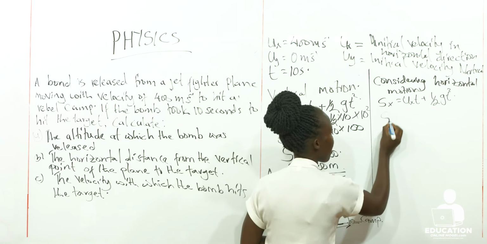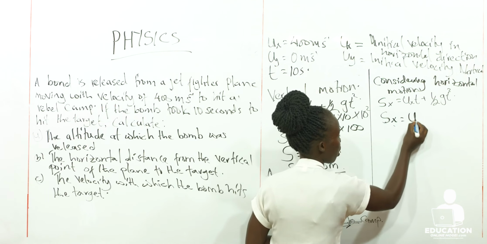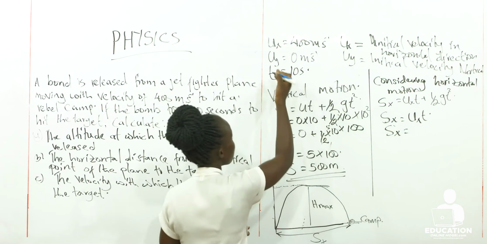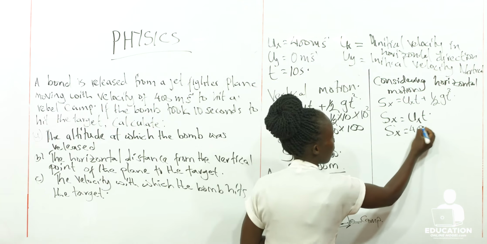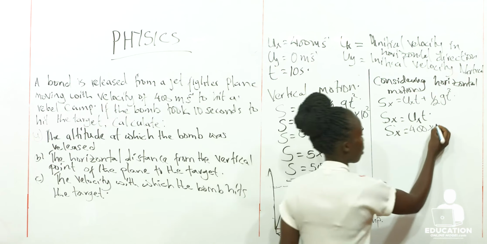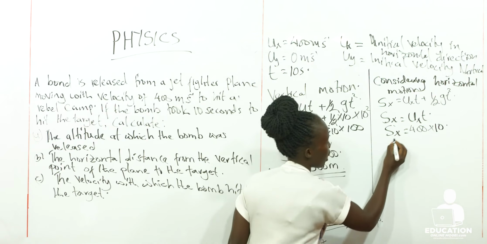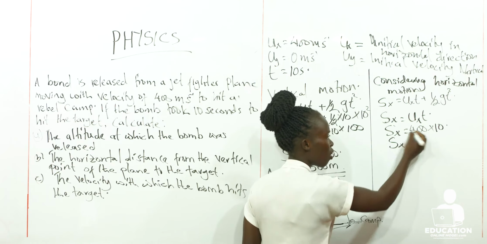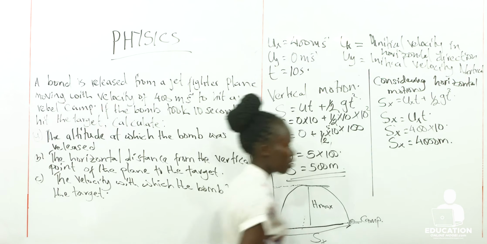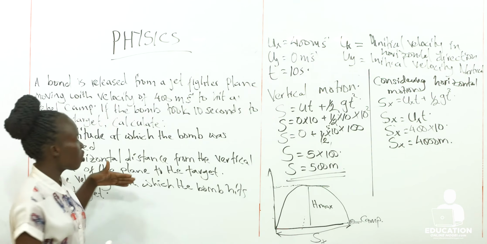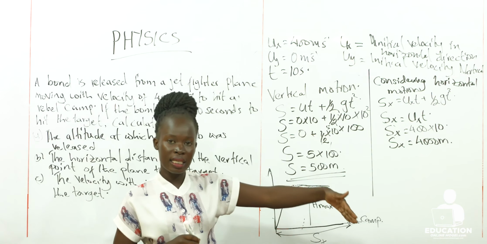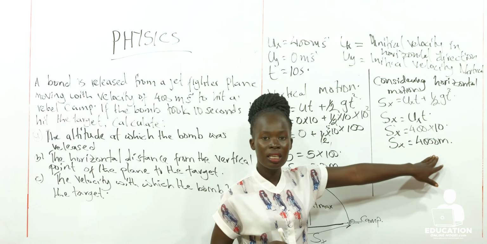So we shall have our Sx is equals to UXT. Our Sx will give us the initial velocity, 400, times the time taken for the bomb to reach the camp, which is 10 seconds. We shall have our distance is equals to 400 times 10, which will give us 4,000 meters. So you see, the horizontal distance from the vertical point up to where the bomb will land is 4,000 meters.